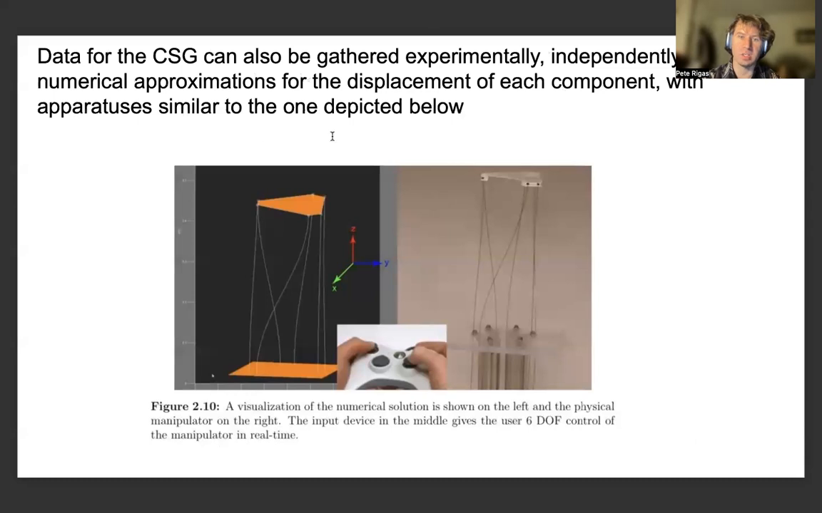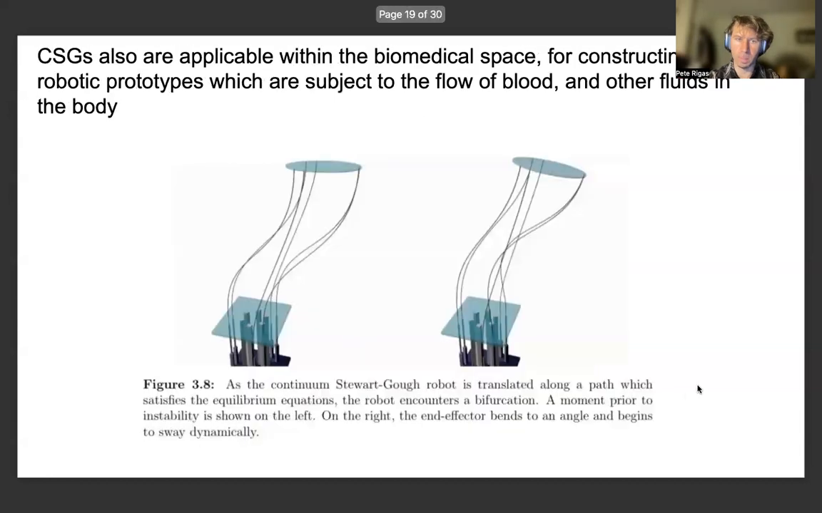And data for the CSG can also be gathered experimentally, independently of numerical approximations for the displacement of each component, from an apparatus similar to the one depicted below, in which with an Xbox controller, someone can manipulate the top base plate and observe the measurements that the rod ODs would approximately exhibit, which are connected to the linear actuator, which is under the bottom base plate.